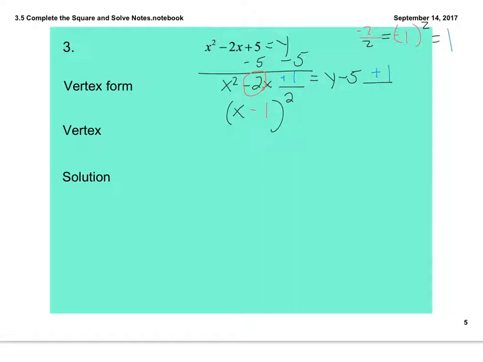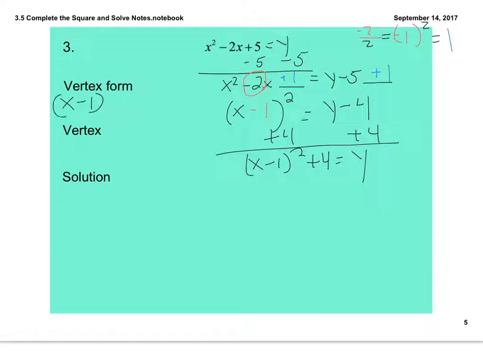X squared minus 2x plus 1 is the same as x minus 1 quantity squared. You can check that by foil-ing that. And that's going to be equal to y minus 4. We're then going to add 4 to both sides. And this will get us into vertex form: x minus 1 quantity squared plus 4 is equal to y. Okay? So again, our vertex form, x minus 1 quantity squared plus 4 is equal to y, giving us a vertex of positive 1, the opposite sign there, and positive 4.